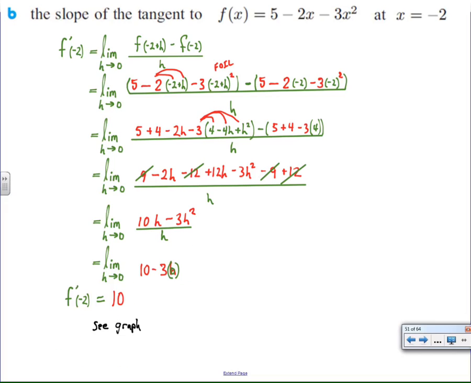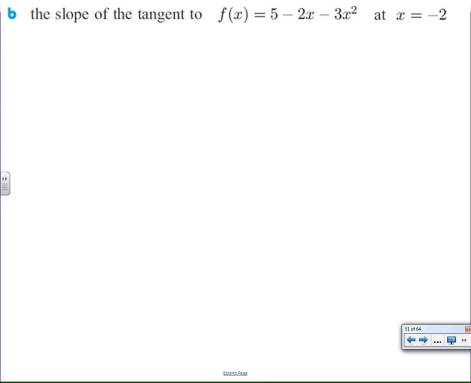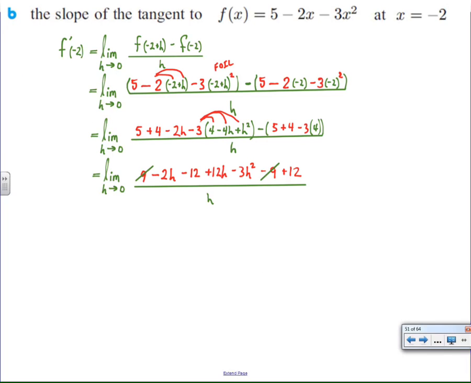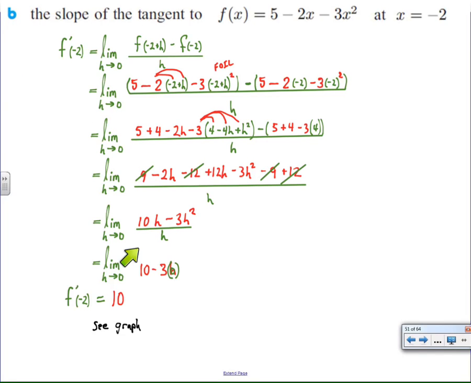As you know from looking at the graph, we should have expected that the derivative was going to be 10, and here it is indeed. So it tells me that all of my calculations here were worthwhile, and I got the right slope.